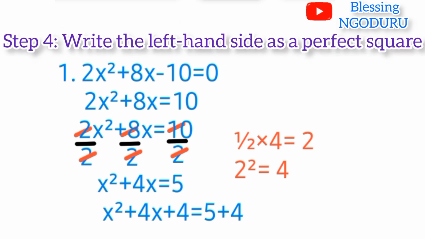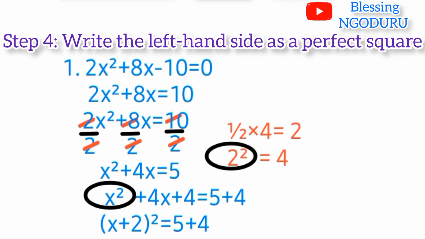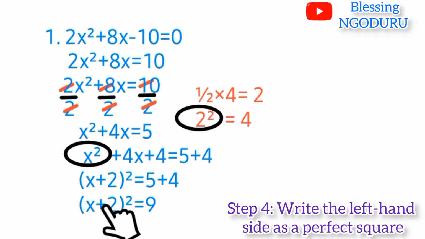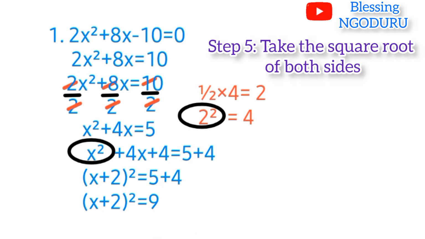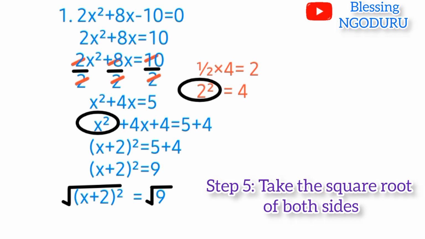Next is to write the left hand side of the equation as a perfect square trinomial. Here we'll concentrate on x squared and the square of half of the coefficient of x, that is this. So here we have (x plus 2) squared equal to 5 plus 4. So (x plus 2) squared equals 5 plus 4, which gives 9. Next is to take the square root of both sides. So here the square cancels the square root. We are left with x plus 2 equal to plus or minus the square root of 9, which is 3.